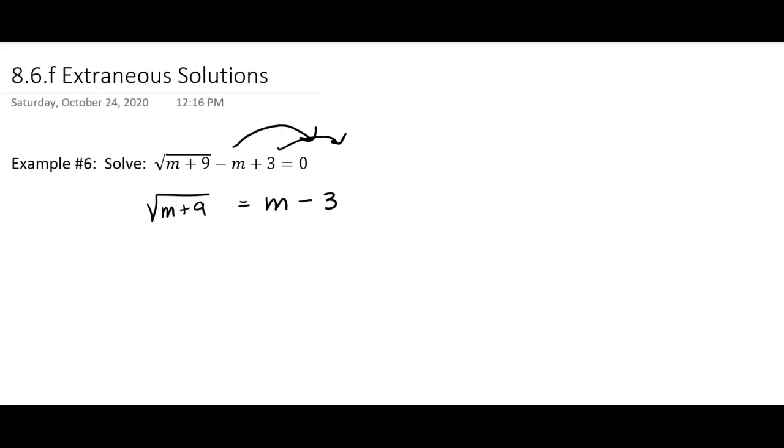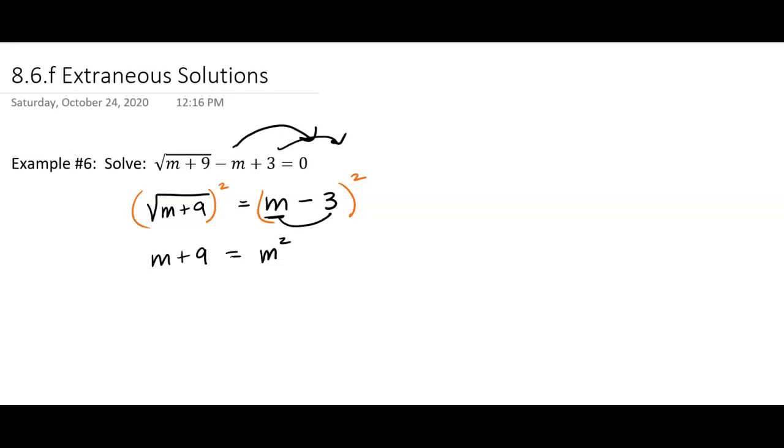and a minus 3. Okay, now we're going to try to get rid of the radical by raising it to the correct power. We're going to raise it to the second power because it's a square root. So on the left, I get m plus 9. On the right, I'm going to take the m and square it.